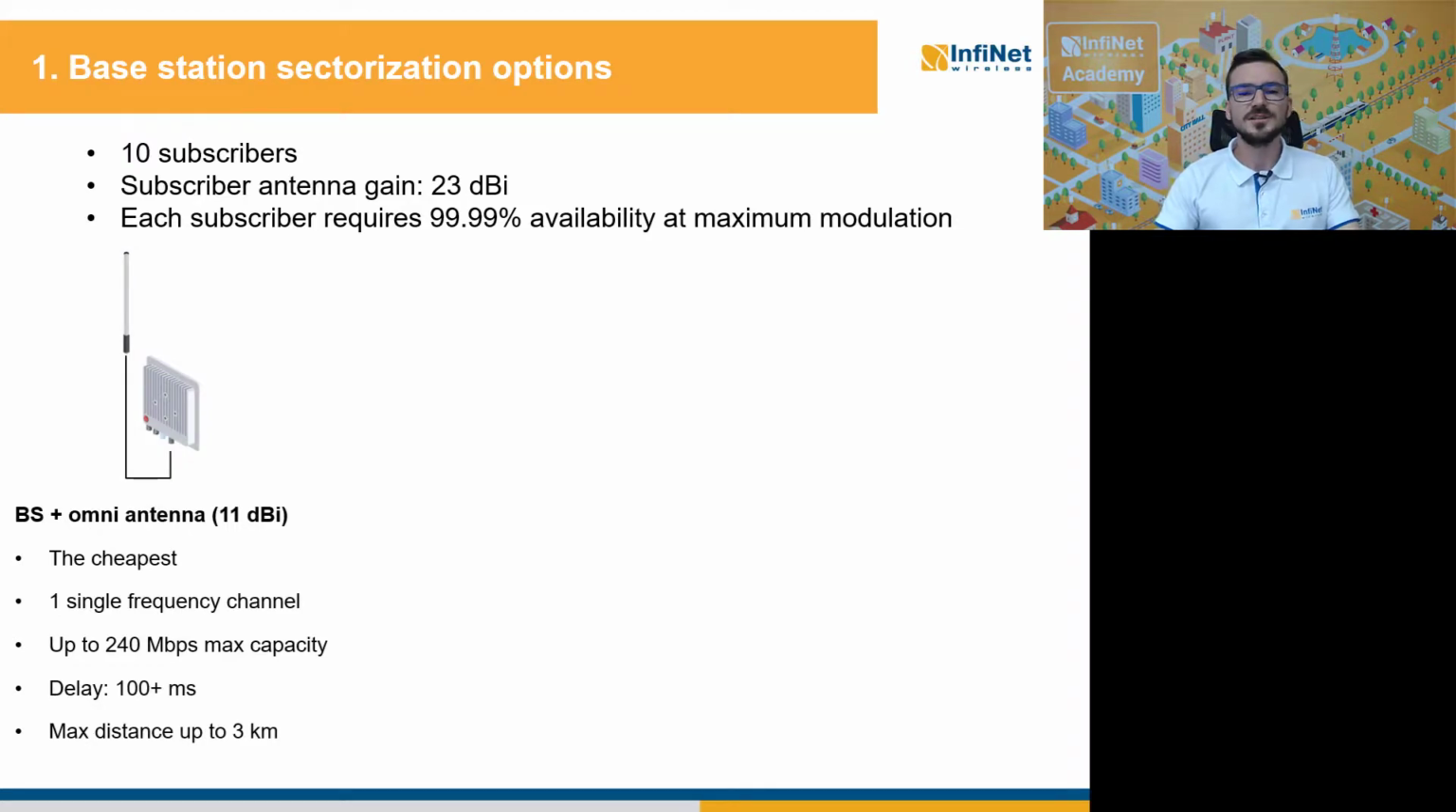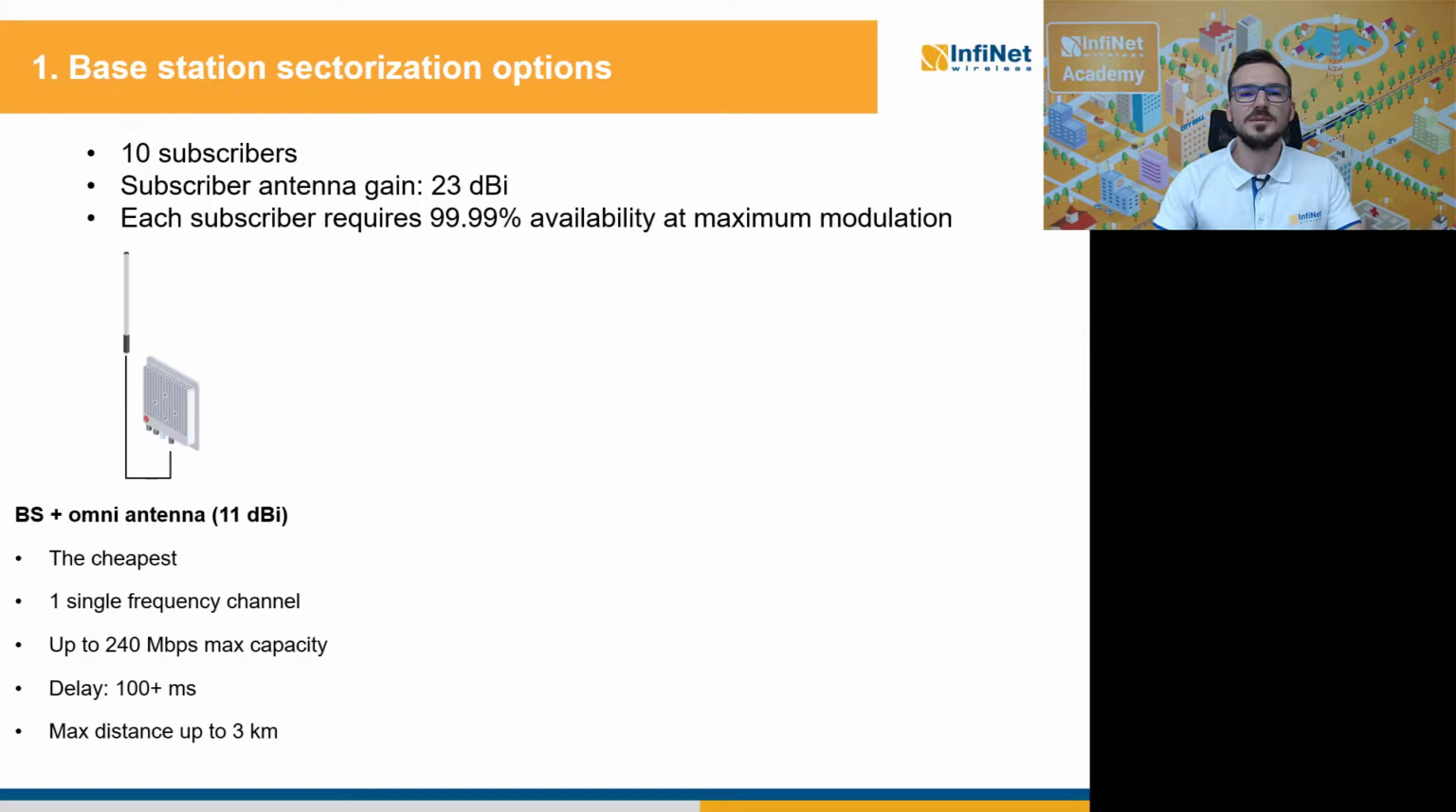The first option is to install a single base station sector with an omnidirectional antenna. It will be cheap. You will only need one frequency channel, but the capacity of this sector will be split among all 10 subscribers. So you will only have 240 megabits per second for all customers.